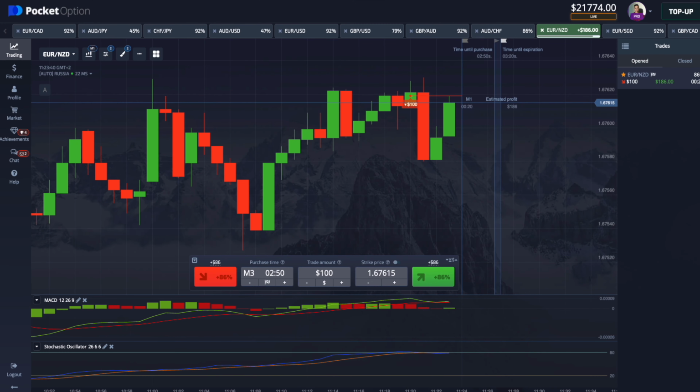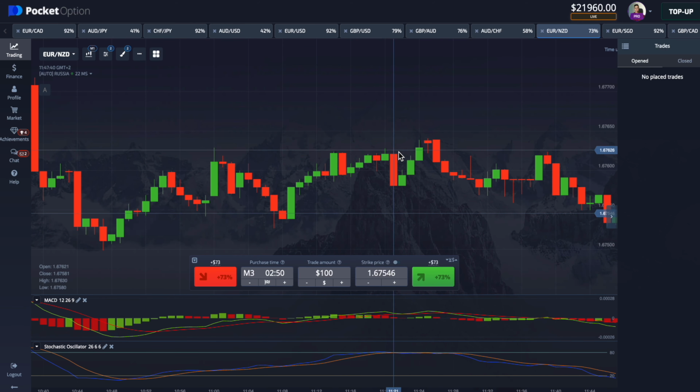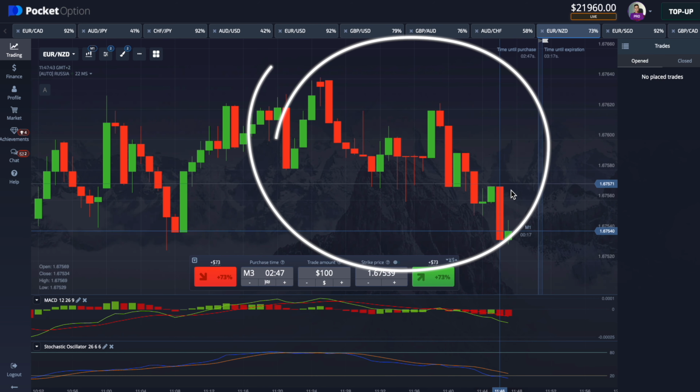The bulls tried to regain the initiative, so I got a bit worried at the last moment, but the trade did turn a profit anyway, and the chart continued to go down, as you can see on your screen.